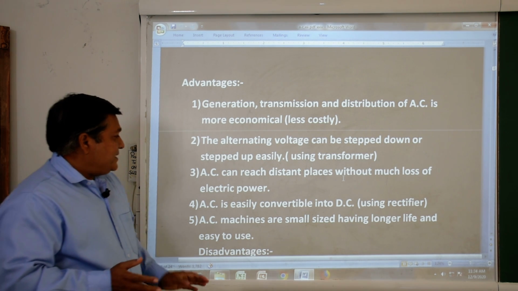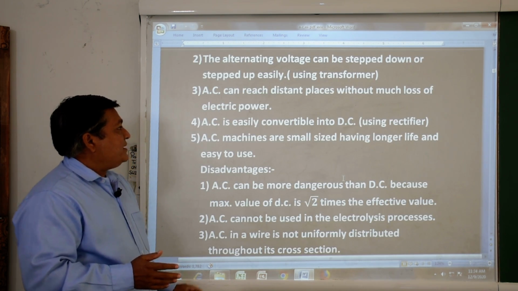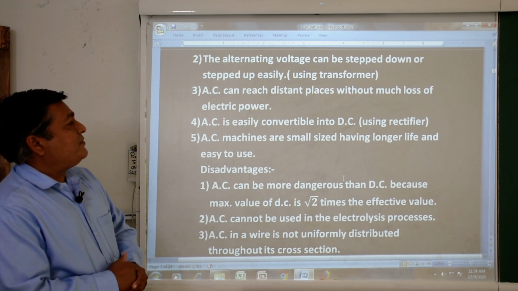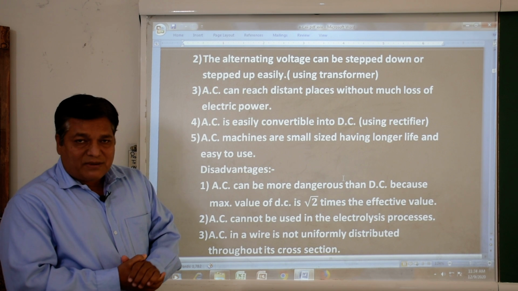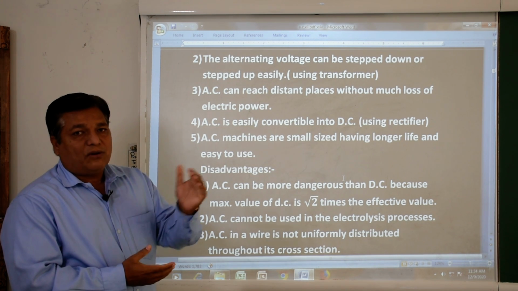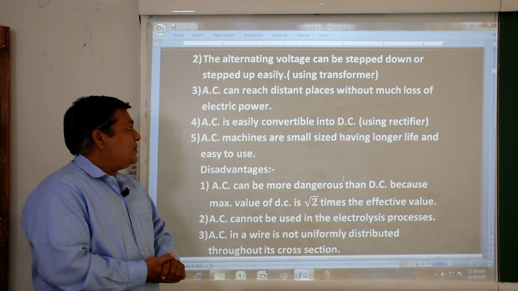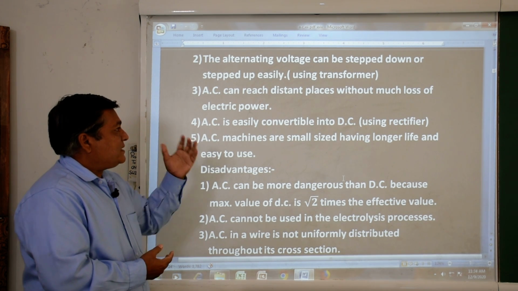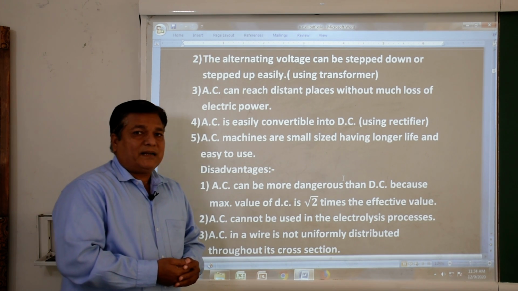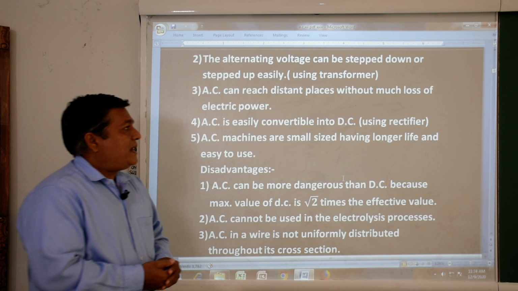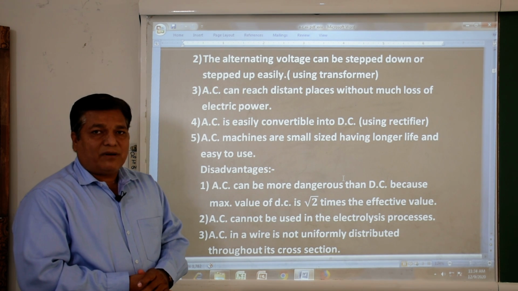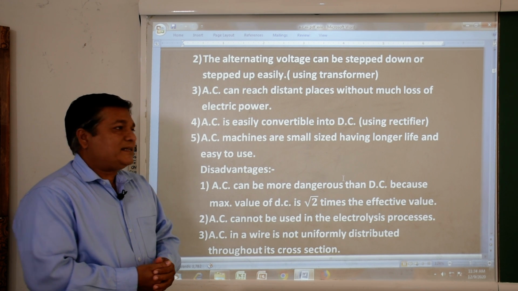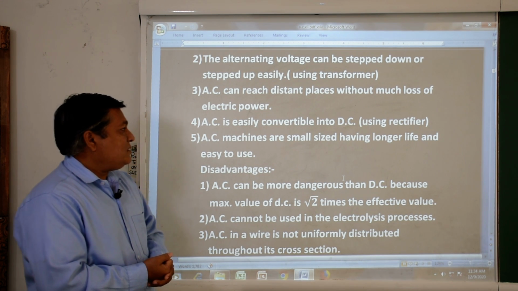Number 3, AC can reach distant places without much loss of electric power, because it is oscillating current. It does not remain in the same direction but oscillates, due to which the conductor through which it is supplied gets less heat, and due to this there is less loss of electric power in the form of energy.